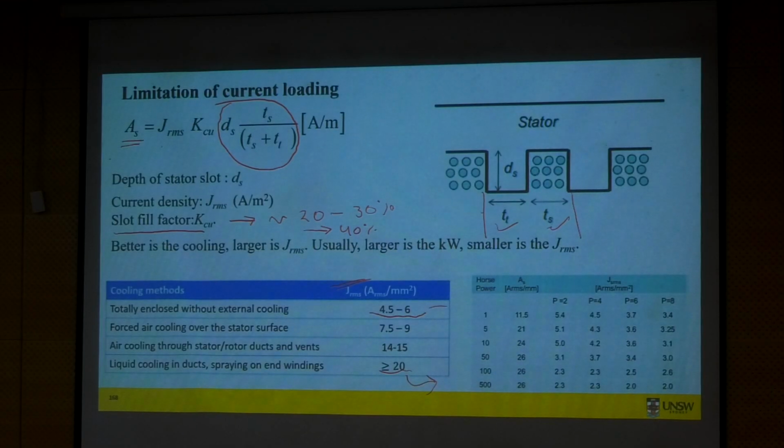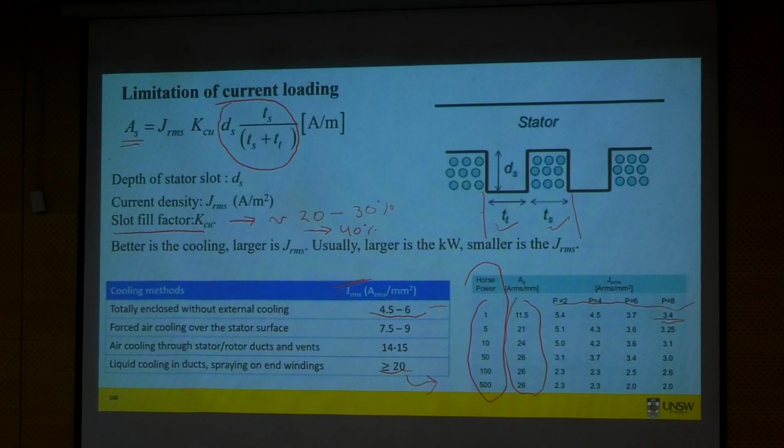So, as a starting point, obviously you can use these values based on what type of cooling you are going to use in your machine. And you can also see how they are linked to the power rating of your motor, your electrical loading of the motor, and your pole numbers. Okay, the larger the pole number, the smaller the current density, J.